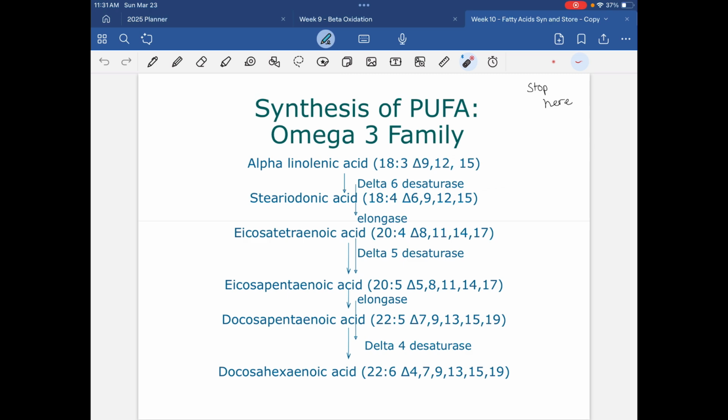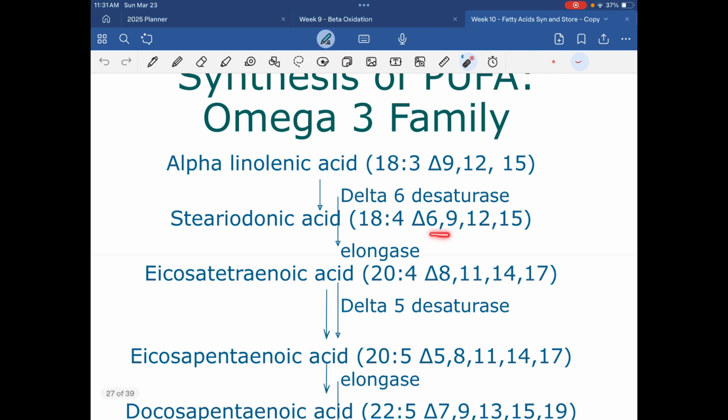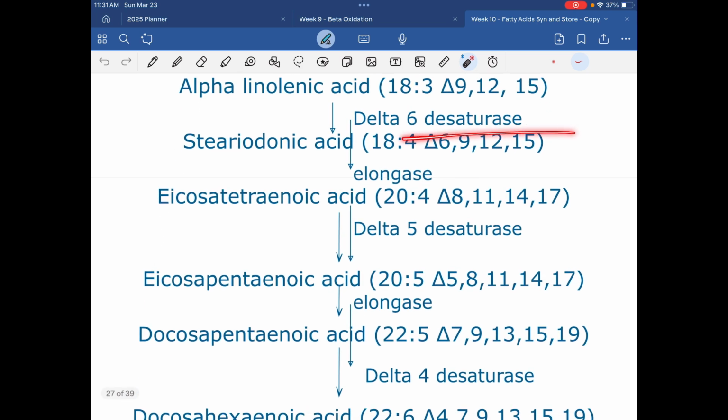What does a desaturase do? It's going to add a double bond. So the number of carbons stayed the same. We went from 3 double bonds to 4. Where is that new double bond? It's at delta 6, which was 3 away from delta 9. After I desaturate, I'm going to elongate. What happens when I elongate? I add 2 more carbons. The number of double bonds doesn't change, but those locations are all going to change by 2. They're going to get bumped up 2.